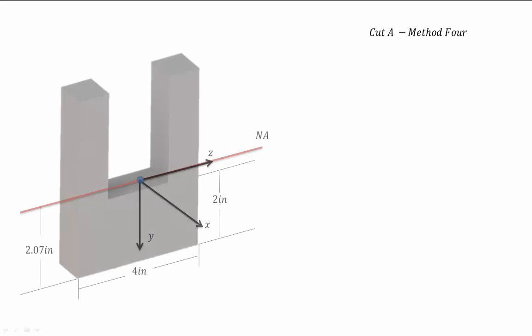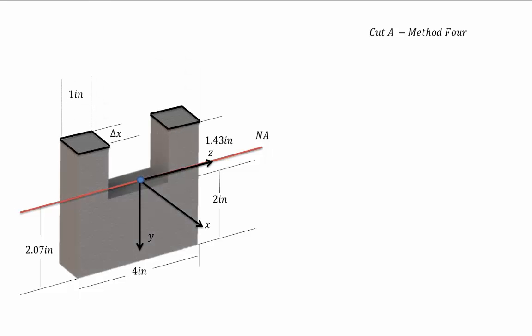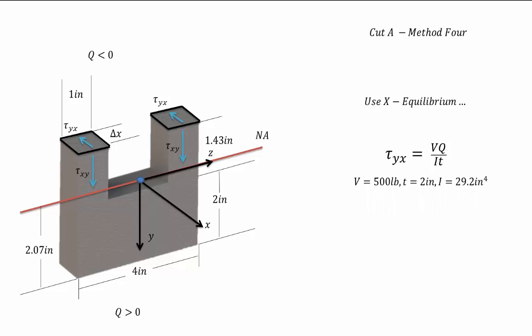Okay, so what if this time, as before, we look at the bottom part of this cut? The cut that looks something like this, so it's the opposite of the previous cut. As before, Q is negative above the neutral axis and positive below the neutral axis. Shear stress is running down the face of the section, and we're going to use x equilibrium to solve for that shear stress. As before, tau yx is equal to VQ over IT. The shear force is 500 pounds. The thickness is still 2 inches because we've cut through 2 inches of material, and the moment of inertia is 29.2 inches to the fourth. So Q is a lot more complicated than it was previously, but not too bad nonetheless.